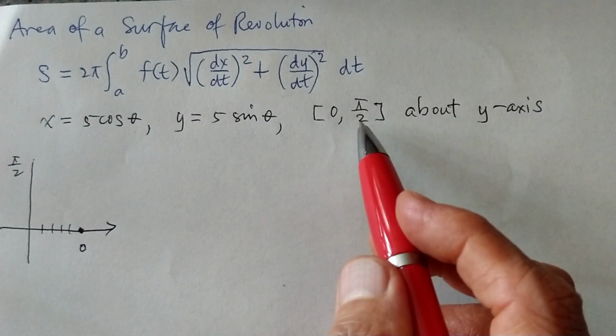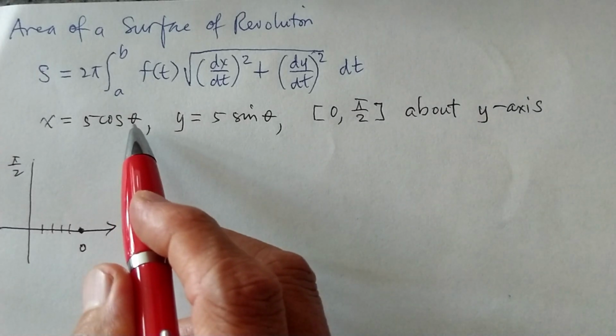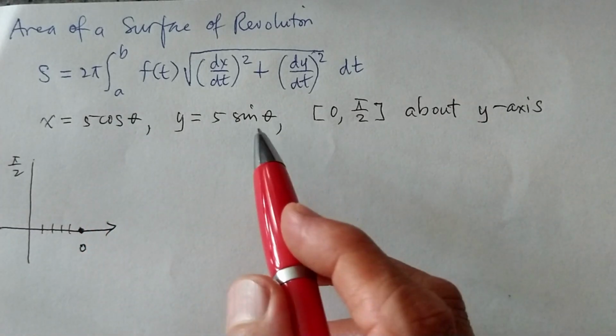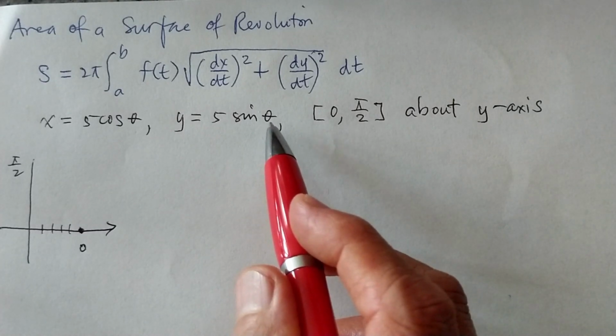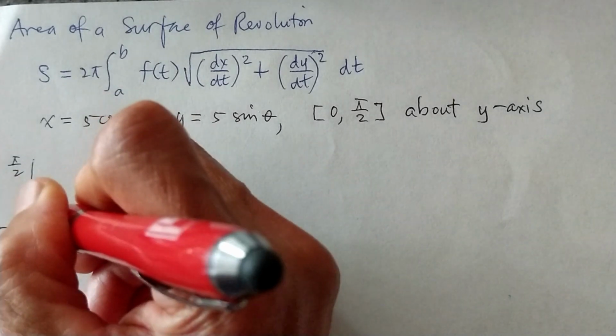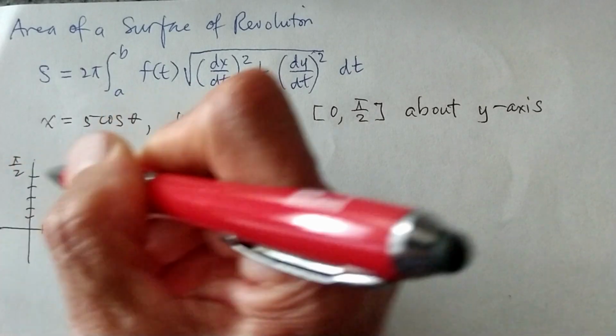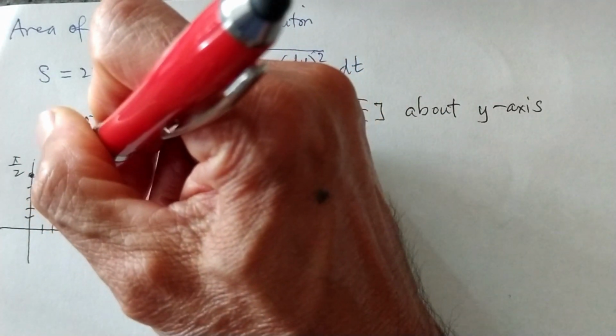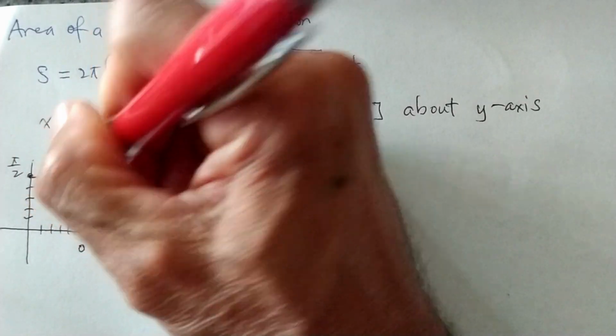Now let's look at pi over 2. Cosine pi over 2 is 0. 0 times 5 is 0. But sine pi over 2 is 1. 1 times 5 is 5. So the point is right here. And the orientation of the curve is counterclockwise.